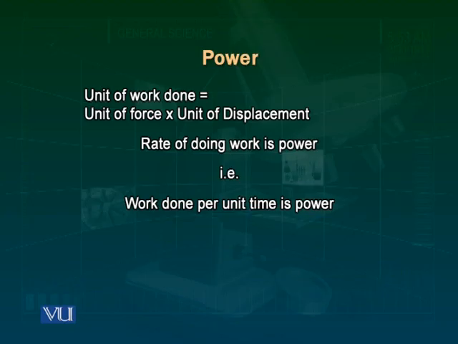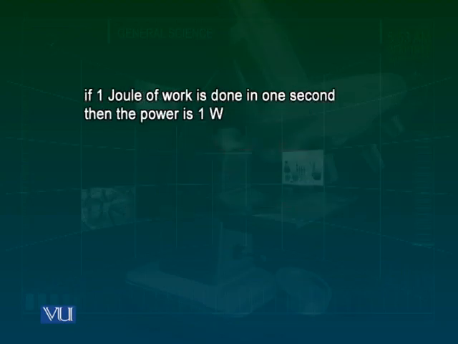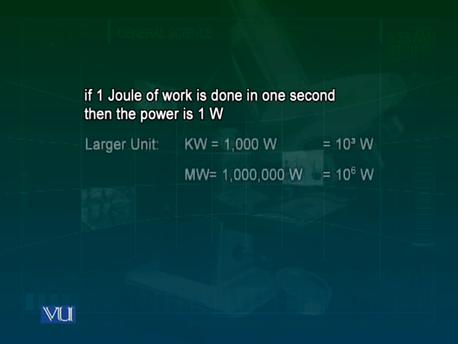Now, work, of course, was a scalar quantity. Time is a scalar quantity. Therefore, power also is a scalar quantity, and its unit is the watt. Now, what exactly is a watt? A watt is that if 1 joule of work is done in 1 second, then the power of that component or instrument is 1 watt. We have larger units in everyday life. We use kilowatts, which are 1000 watts or 10 to the 3 watts. We also have megawatts, which is 1 million watts or 10 to the 6 watts.